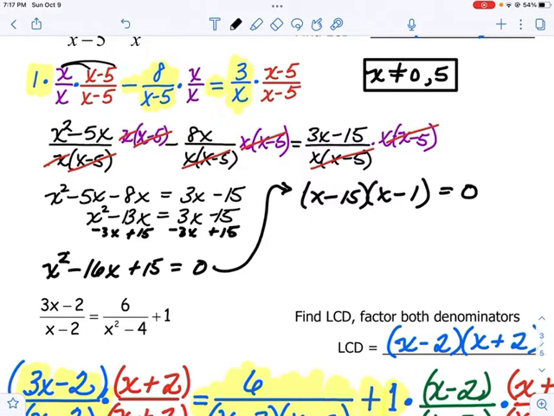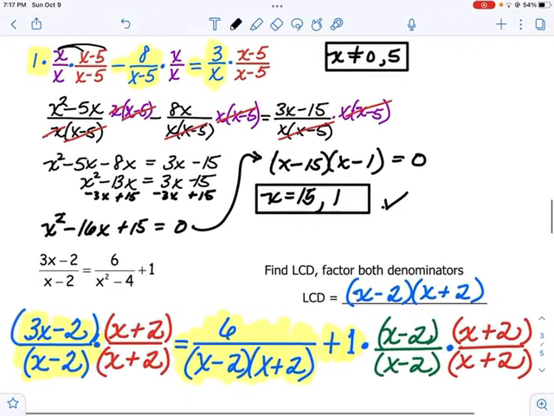So now are the signs right? The factors of 15 that sum to negative 16, and that's what we have. So we get x is equal to 15 and 1. And upon checking, those two will check out, okay? But x is 0 or 5, not a problem there because it's 15 and 1, okay?